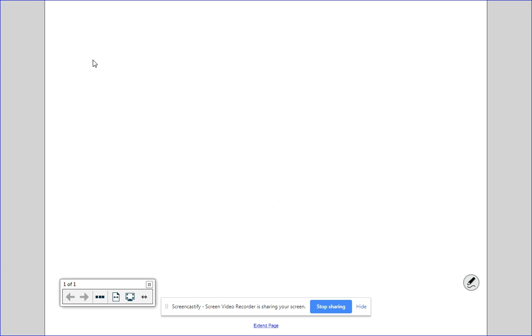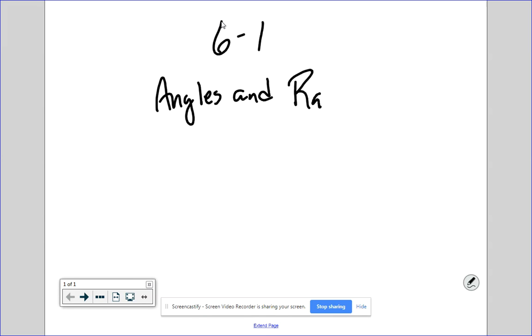All right, so we are starting, like I said, Unit 6. So we're going to start with Lesson 1, which is on angles and radian measures. Everything we've talked about so far with angles has been in degrees. Now we're going to go from talking about things in terms of degrees to talking about them in what's called a radian.